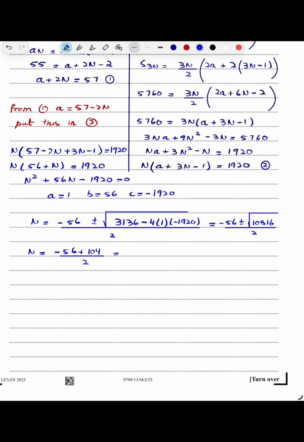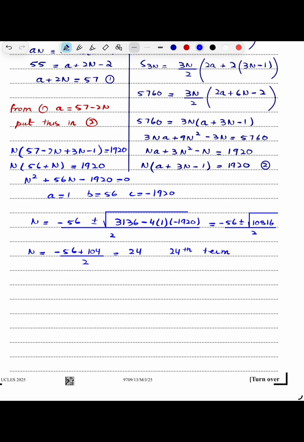So now minus, and a minus term doesn't make any sense. The value of n has to be positive, so that's why I'm just putting a plus 104 here, and we'll get the 24th term. So ये है 24th term.